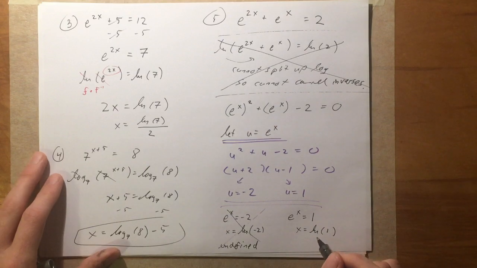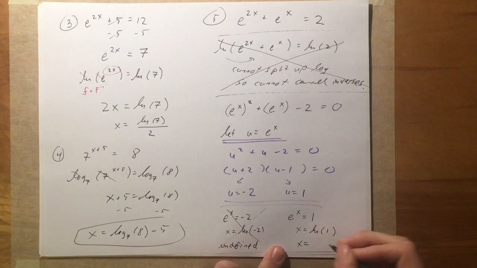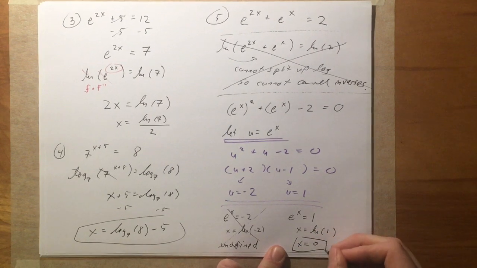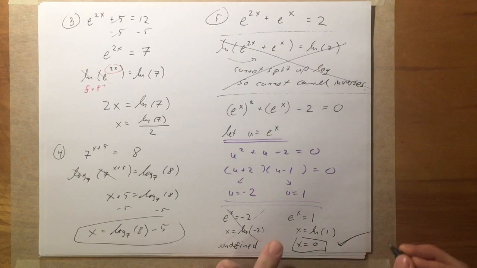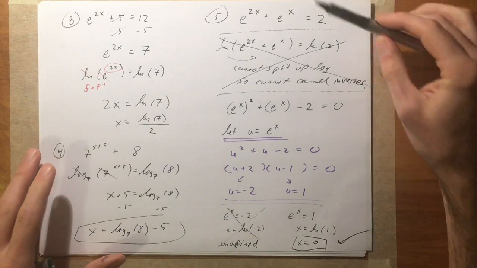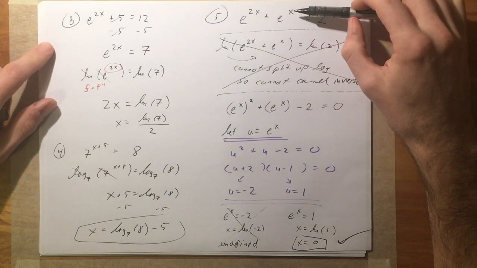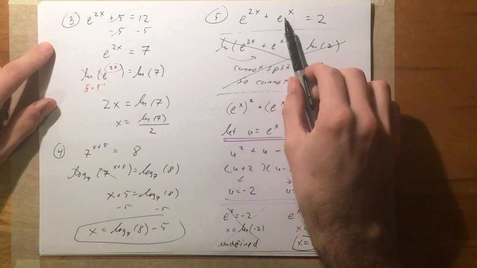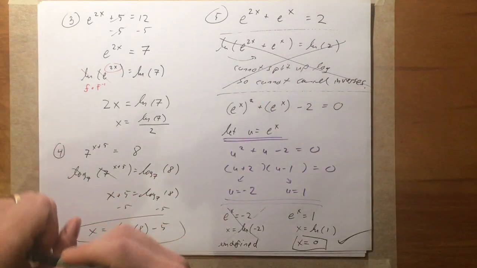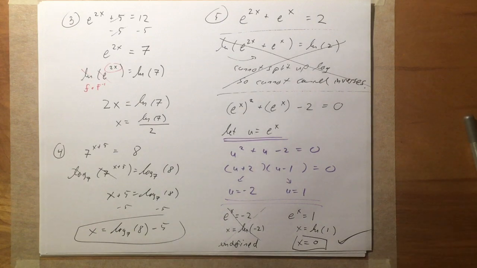However, over here, if e to the x equals 1, then x is the natural log of 1, which equals 0. So this does have one solution at x equals 0, and you can double check it. e to the power 2 times 0 plus e to the power 0 is actually going to be 1 plus 1, and 1 plus 1 equals 2. So there we go. That's how you can solve something with u substitution.